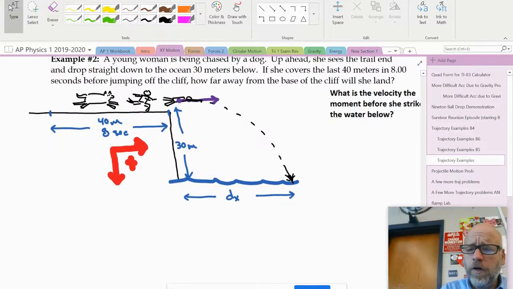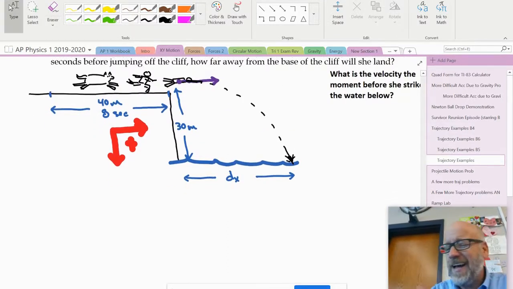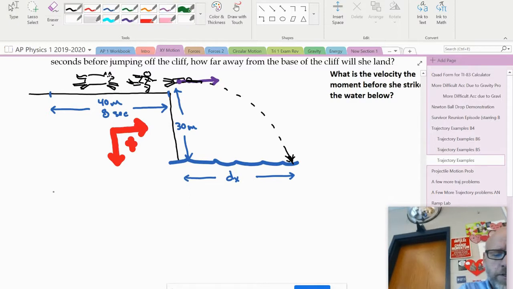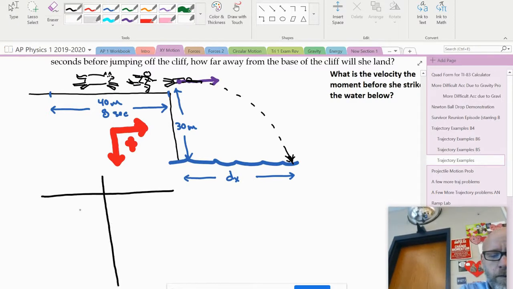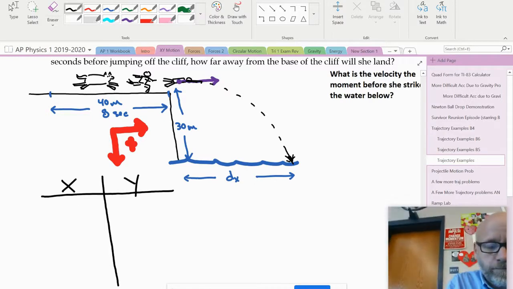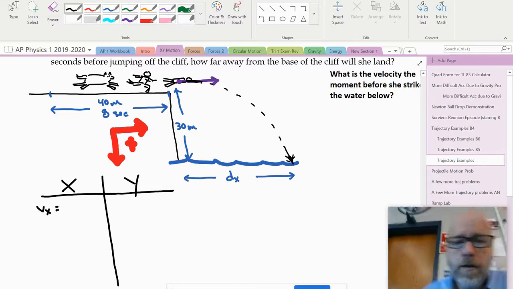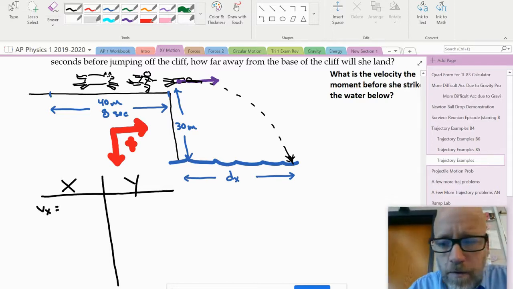I'm going to show my work on the left side because I added another question to the right. But let's go ahead and make our XY chart. In the X direction, the velocity is going to be, oh wait, it didn't give it to us. Huh.